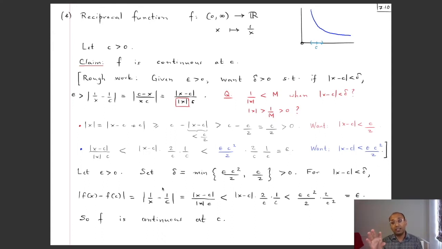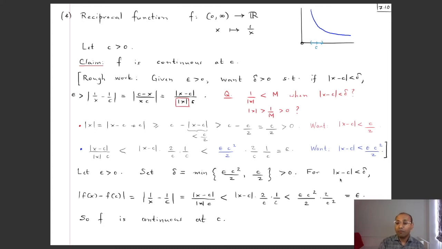Okay, so this is so far the rough work, the plan of the proof, and now we will actually prove it. Given epsilon positive, I want to produce a positive delta such that whenever the distance of x to C is less than delta, the distance of f(x) to f(C) is less than epsilon. How do I do that? Well, given this epsilon positive, I set my delta to be the minimum of epsilon C²/2 and C/2. Now C/2 is a positive number, because C was positive, and epsilon C²/2 is also positive. So the minimum of these two is also a positive number.